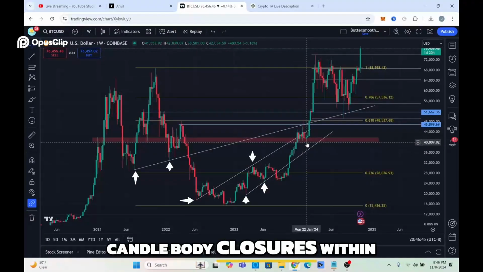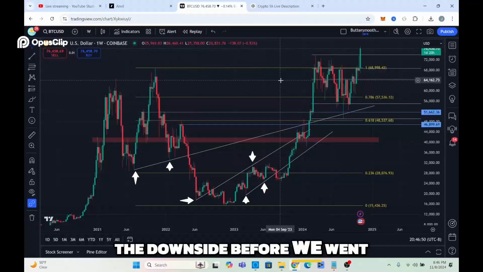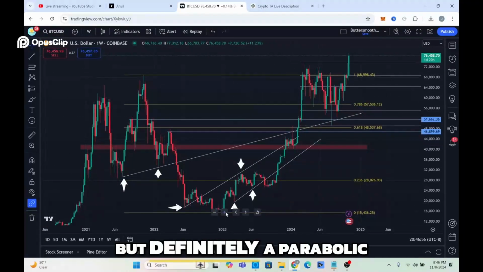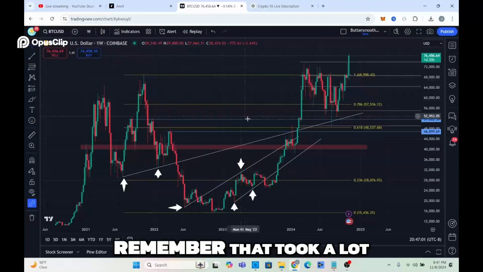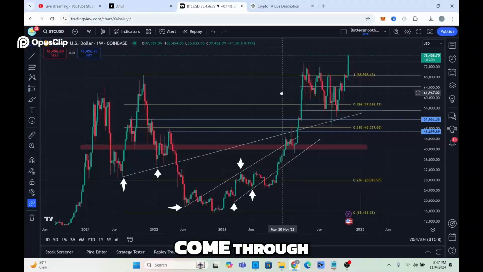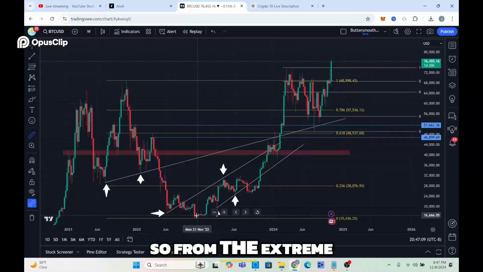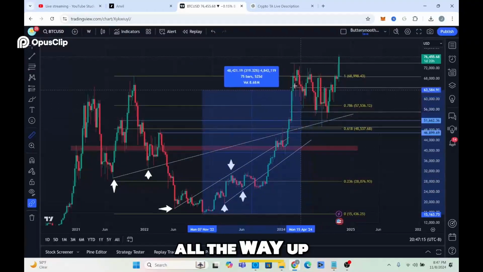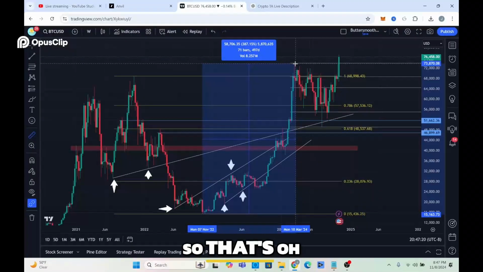Candle body closures within and right on top of it, spiked to the downside before we went, I don't want to say parabolic, but extremely bullish, but definitely a parabolic move from down here all the way to the upside. But again, we're on the weekly time frame. Remember, that took a long time to come through. Can you measure that to be more specific, how long that actually took? Yeah, so from the extreme bottom down here all the way up until here was our movement. So let me get right at the top. That's 71 bars, so that's 71 weeks.